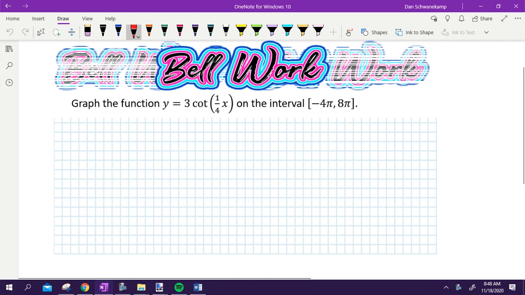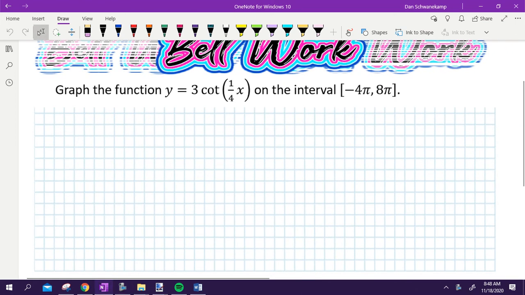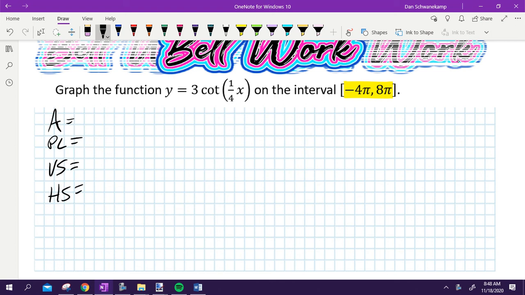All right, so today's a review day. We're going to start off here with graphing on bell work. We are doing a little bit different. We're graphing cotangent, and we want to graph it from negative 4 pi to 8 pi. So, like always, start off with amplitude, period length, vertical shift, and horizontal shift. Eventually, we're going to talk about domain and range. So just listing those out probably doesn't hurt you anyway, so you don't forget.